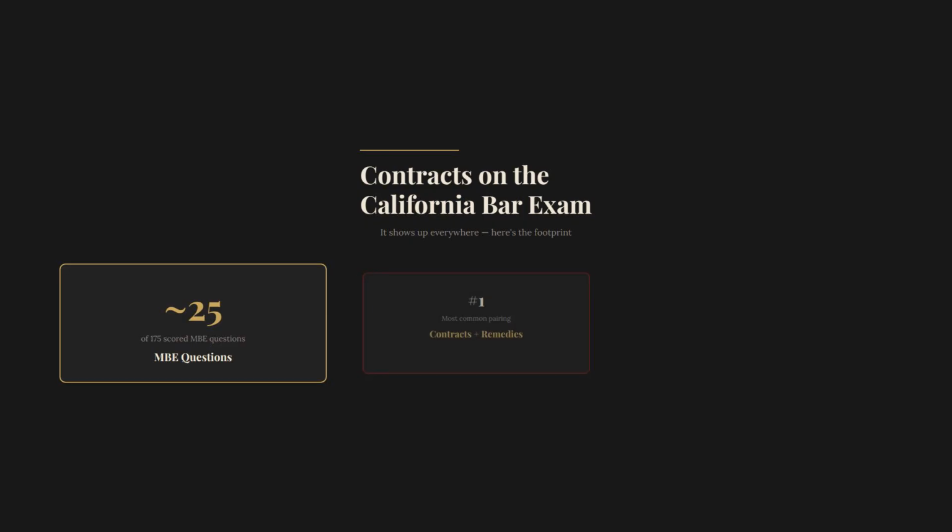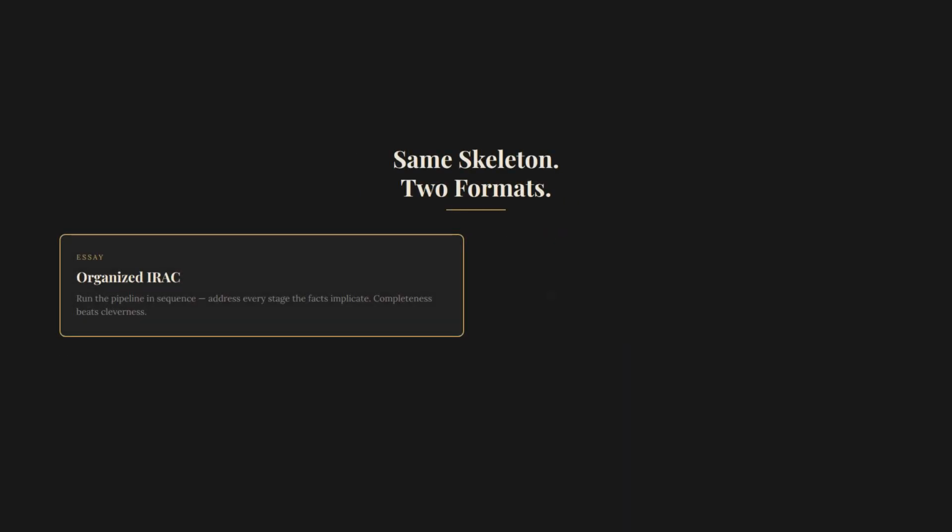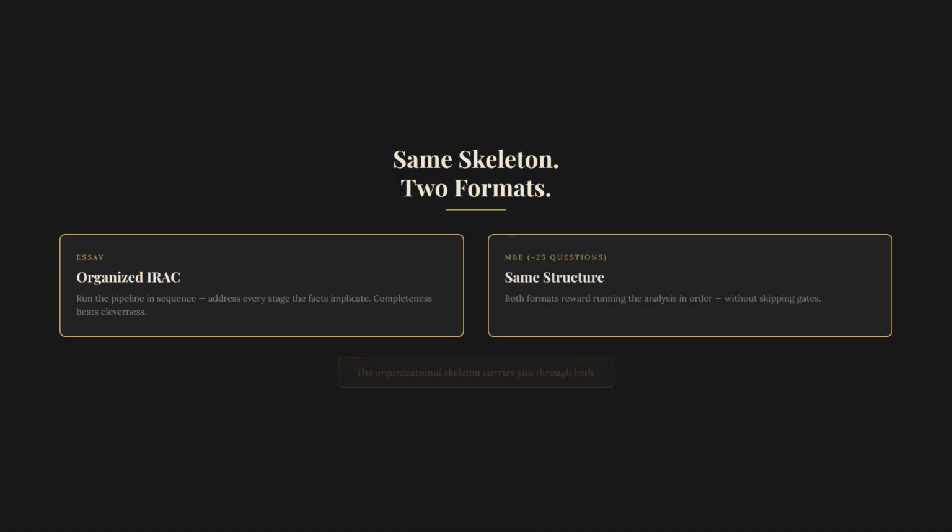Contracts appears on the California bar exam in some form almost every cycle. It shows up as a standalone essay, it gets paired with remedies more than any other combination, and about 25 of the 175 scored multiple choice questions on the MBE are contracts questions. So the same organizational skeleton you need for the essay is also the one that carries you through the multiple choice section. And both formats reward running the analysis in order without skipping gates.